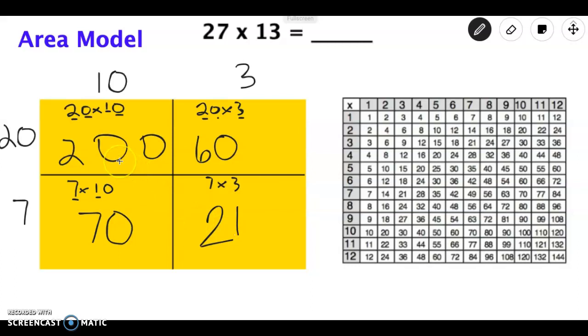Now that I have that piece done, I am going to add the numbers. I'd like to add the numbers starting with the highest value. So we're going to add 200, 70, 60, and 21. I'm going to just kind of squeeze in this space right here. So I'm going to add 200 plus 70 plus 60 and plus 21.